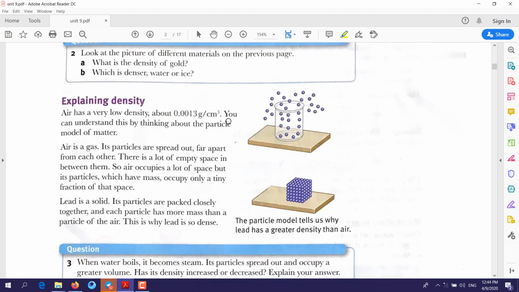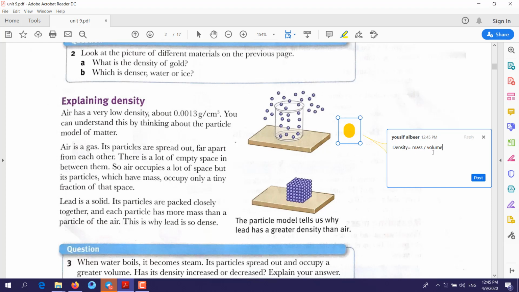Explaining density. To explain the density, just memorize the definition of density, which says it's the amount of mass in a given volume. It means density equals mass over volume. Okay, now if we want to explain the density, as we said, mass over volume.